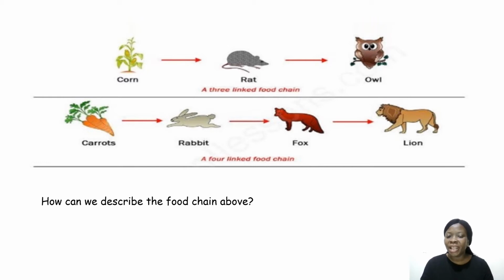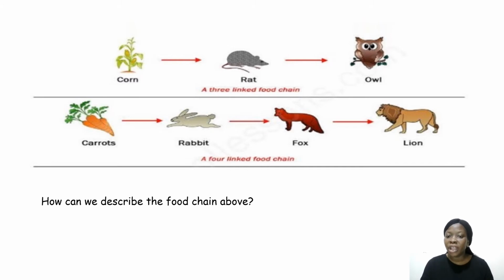Now, we know that the corn here is the producer. We know that the rat here is the consumer, the primary consumer, and the owl here is the secondary consumer. And over here, the carrot here is the producer. Why are they called the producer, the corn, the carrot? Because they make their own food. They don't need anything or anyone to help them make their own food. They produce their own food through a process called photosynthesis. So the carrot is the producer, the rabbit is the primary consumer, the fox is the secondary consumer, and the lion is the tertiary consumer.